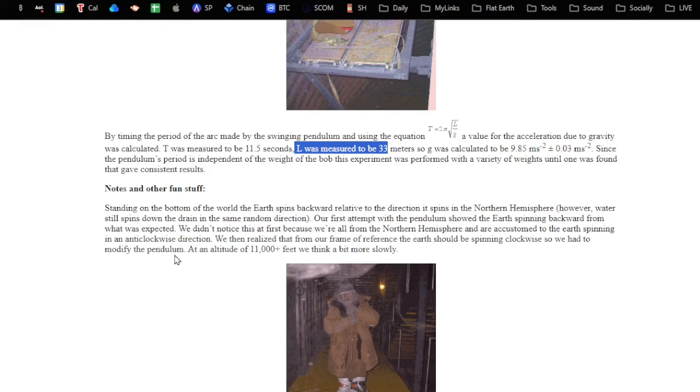Oh, we modified it because it was spinning the wrong direction. Oh, you just modified it. Yeah, we kind of moved the weight this way a little bit, and then we spun it this way a little bit, and then it started working. And we only had to get 20 minutes. We just had to make it show one time. We needed a consistent result.